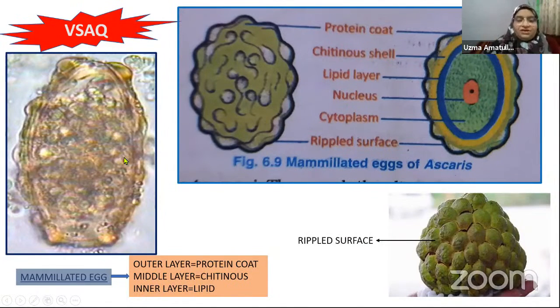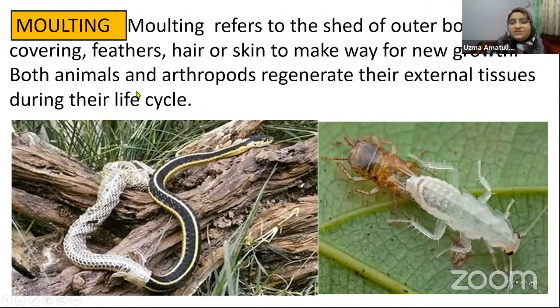Now, what is molting? Molting refers to the shedding of the outer body covering, feathers, hair, or skin to make way for new growth. Now here, you can see this picture, a snake which is shedding its old skin. A new one is formed, and the old one is coming out. It is because the upper skin is non-elastic, and when growth is taking place, because of the non-elasticity, it tears off and comes out. So this is molting.